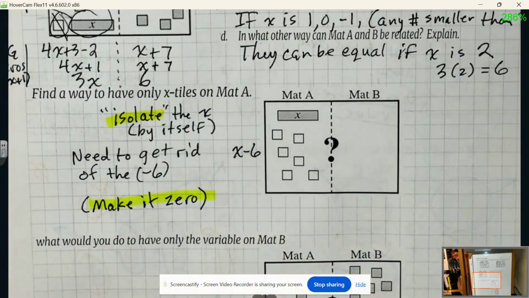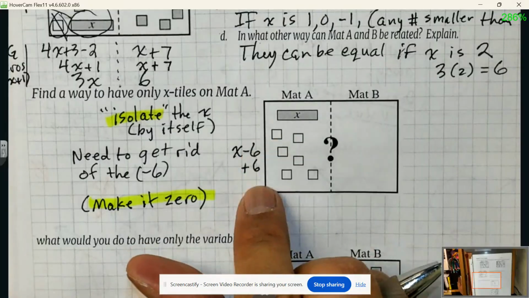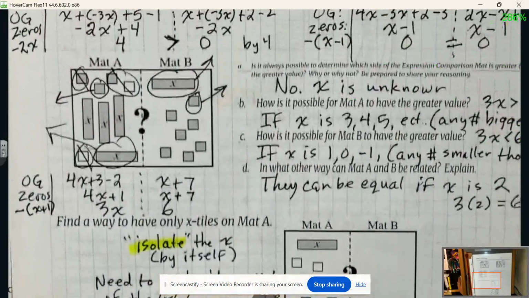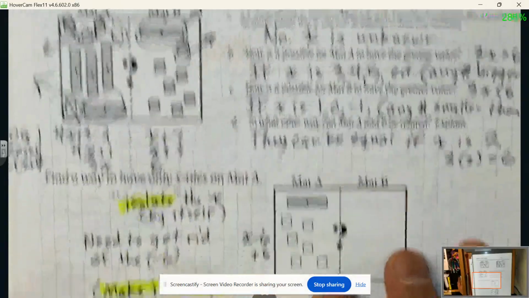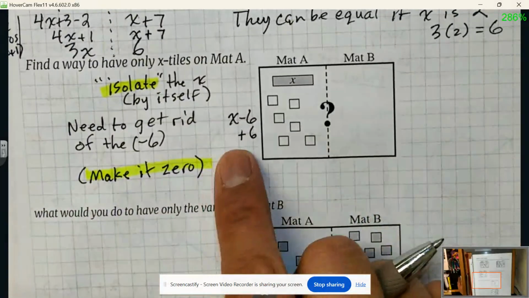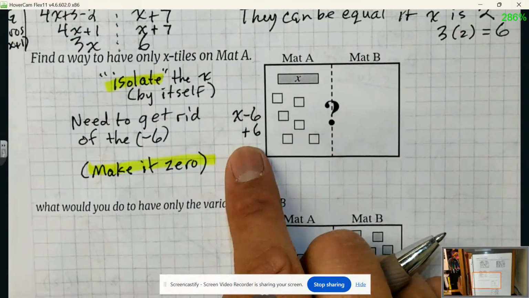Okay, so we add 6 to the negative 6. We all know that 0 pairs are just opposites, right? We have 2 positives and 2 negatives. That's a 0 pair. So we can add 6 to make it x plus 0.